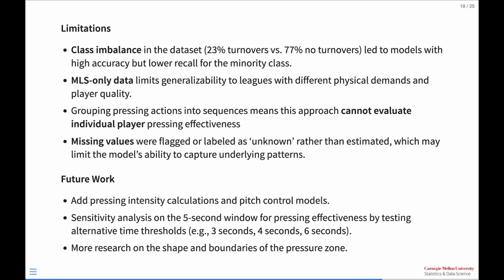And in terms of future work, we could include pressing intensity, we could include pitch control, and there could be some sensitivity analysis done on the 5-second forced turnover window after a press.